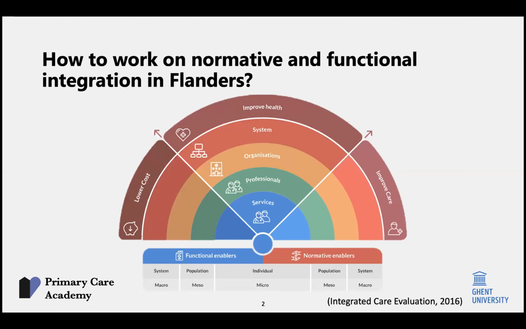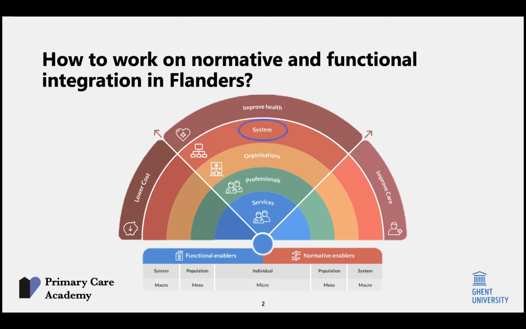Because from a normative perspective, we want the vision of goal-oriented care to be embedded in the organization of primary care. And on the level of functional integration in both projects, we also take a look at how we can offer concrete tools to patients, caregivers, and healthcare providers to use goal-oriented care in their daily practice.